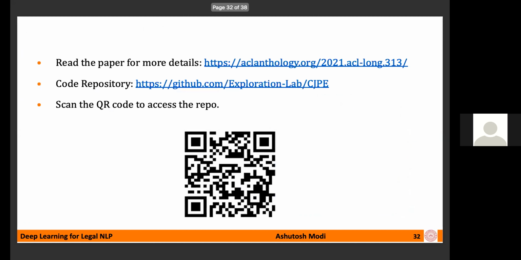I'm not going into too much detail here in the interest of time, and for more details I would refer you to this paper. We also release the corpus and the code for all the models, so you can play with the corpus and the models, experiment, and perhaps develop better models than what is there. You can scan this QR code to get the link to the paper and the GitHub repo.